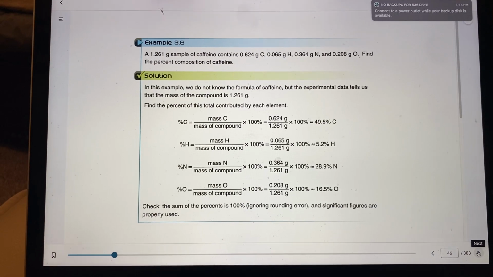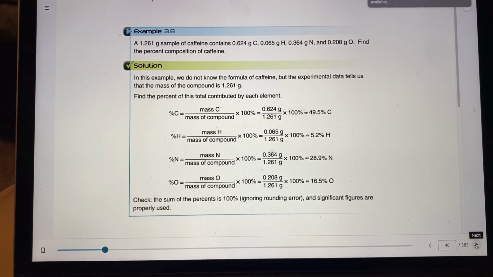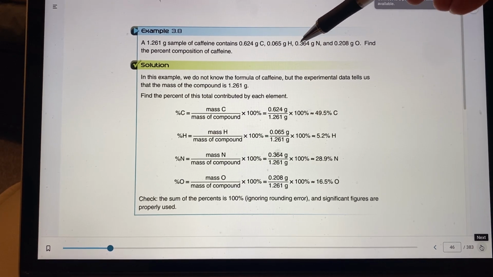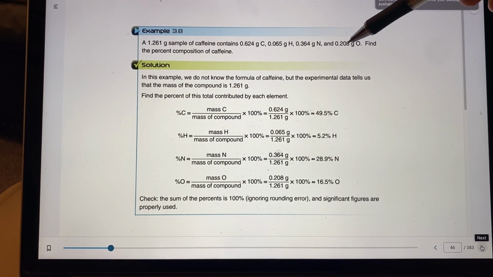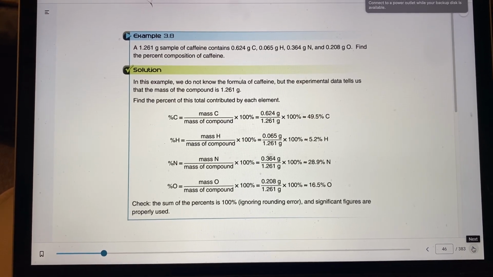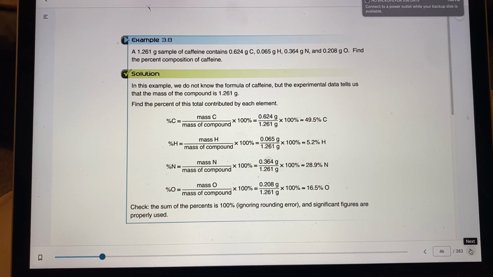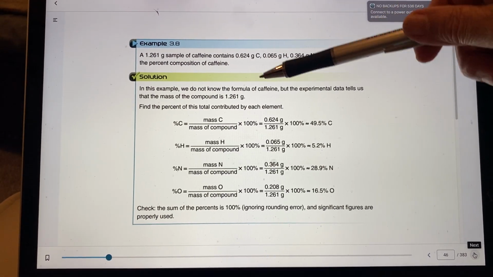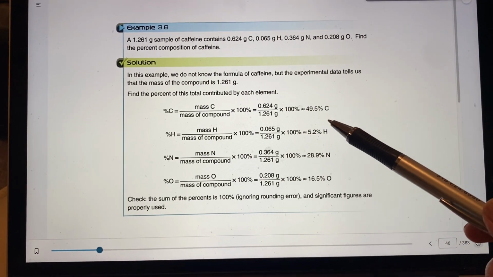You have a 1.261 gram sample of caffeine that contains 0.624 grams carbon, 0.065 grams hydrogen, and 0.364 grams nitrogen, and then we have oxygen 0.208. So now we want to find the percent composition of caffeine. So in this example, we do not know the formula of the caffeine, but the experimental data tells us that the mass of the compound is 1.261 grams. So how do we find this when we have the grams?